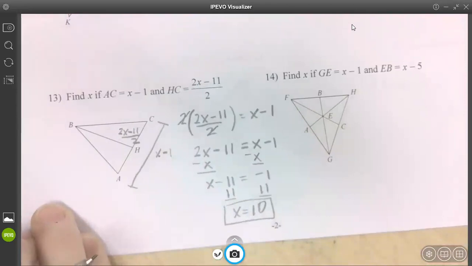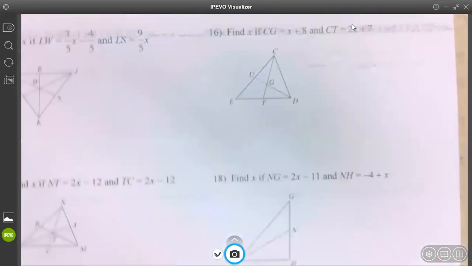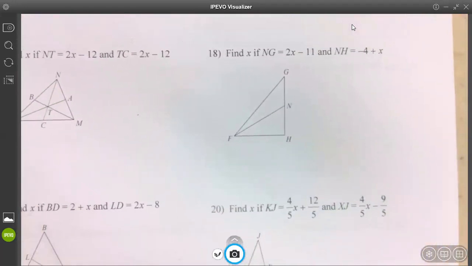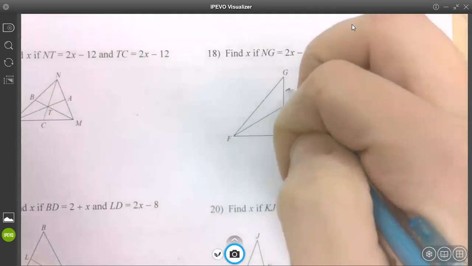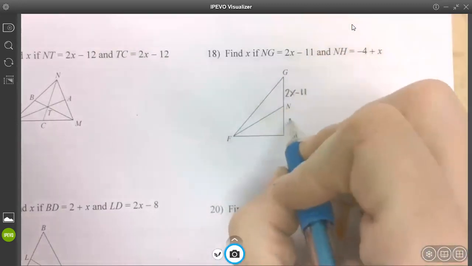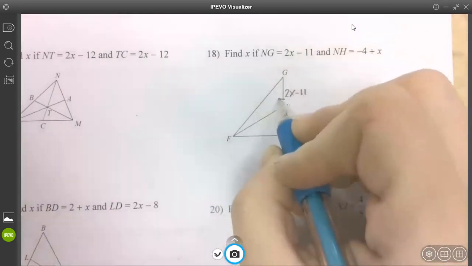14 is another one that's on the inside, so we're going to skip it. 15, 16, and 17 are the same way. So we're going to move on to 18. We will come back to all those. We just want to do all the easy ones first. So we're going to go to 18. It says NG is 2x minus 11. NH is negative 4 plus x.